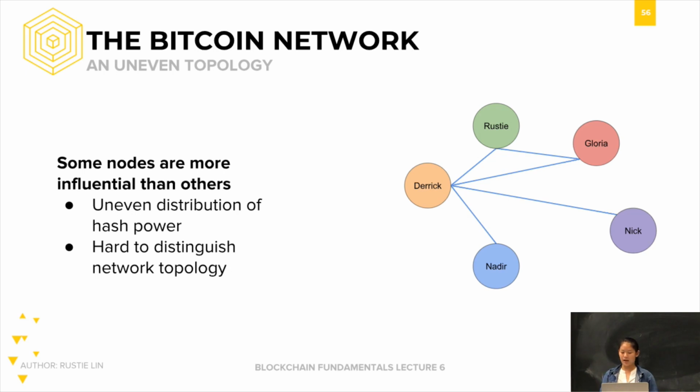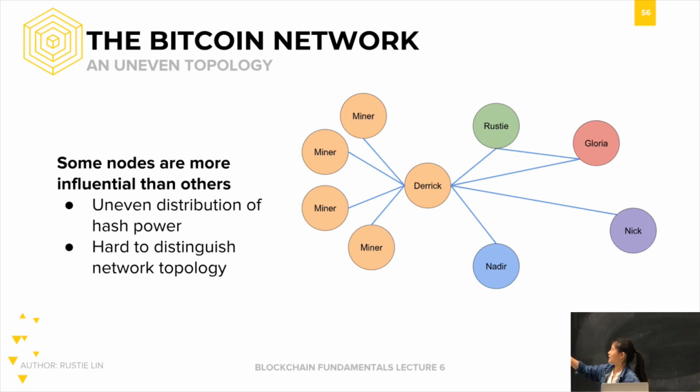Okay. And furthermore, it's difficult to distinguish the network topology. What that means is we don't really have an overhead view of what the Bitcoin network looks like today. We don't really know which nodes are connected to which nodes, or which nodes are pinging which nodes for information. We don't really know how they're connected. And so that makes it really difficult to understand how safe our Bitcoin network today is. So this is another problem that people have written a whole bunch of proposals for.